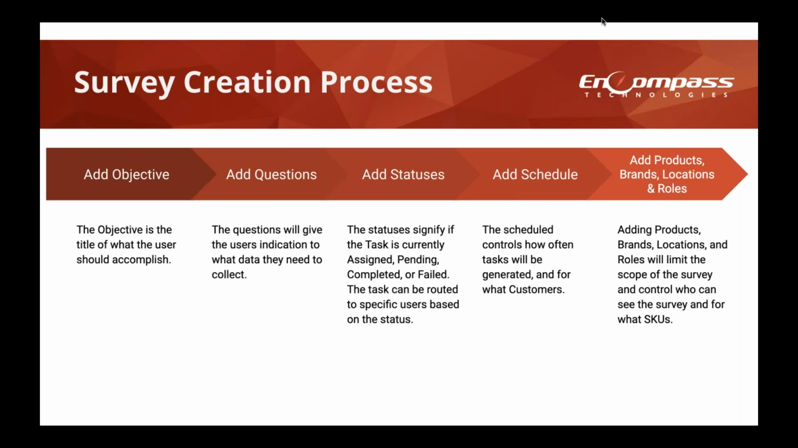And then the last part that he mentioned was all about adding products and brands, as well as locations and roles to the objective. So once you have the objective out there with questions, you know the workflow of the objective, and then you add the schedule to it, you really need to ask yourself, who is this objective actually meant for? And if it's something like a display survey or a tap handle survey, maybe you only want it to be focused on a subset of your overall products or brands. So you can narrow down that scope to those specific brands or products.